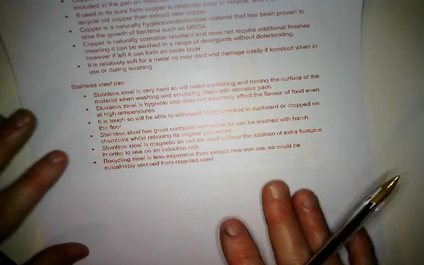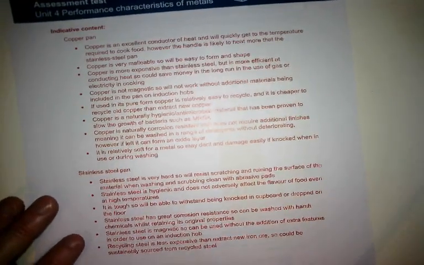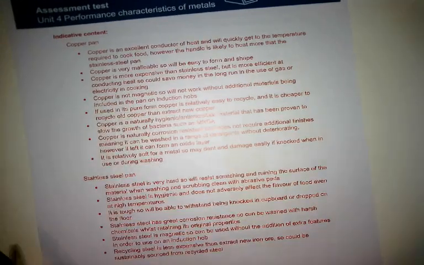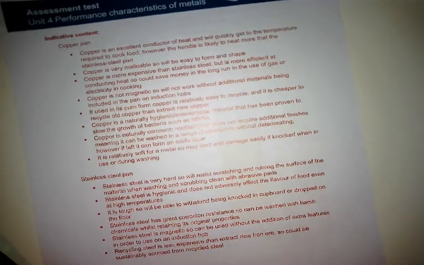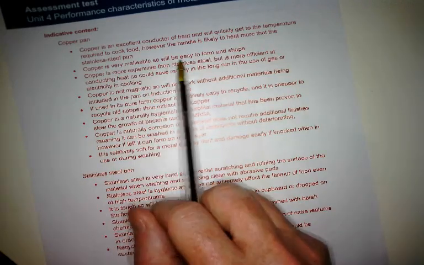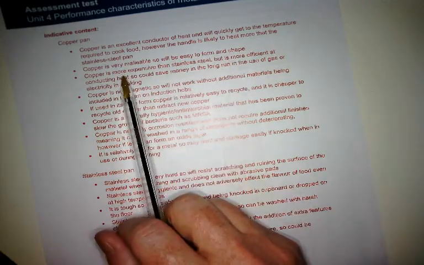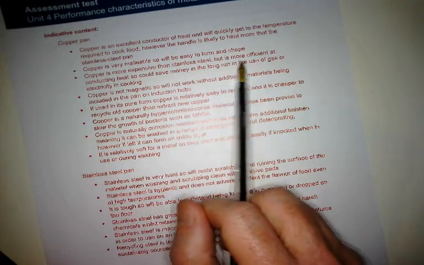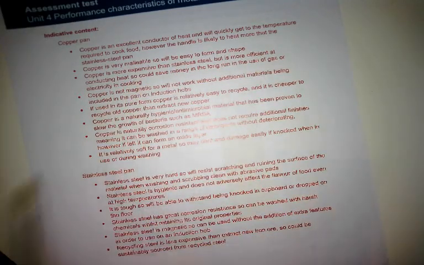So we've got copper is an excellent conductor of heat, quickly get to the temperature required to cook food. However, the handle is likely to heat more than the stainless steel pan handle. Okay, so it's going to get really hot really quickly. Copper is very, very malleable, very easy to form and shape, more expensive than stainless steel, but it's more efficient at conducting heat, so it could save money in the long run if the use of gas or electricity in cooking.